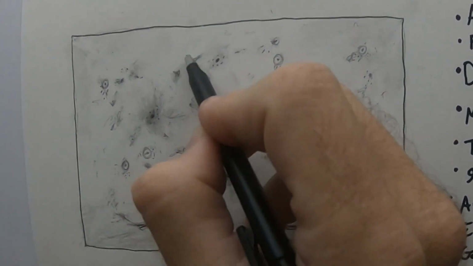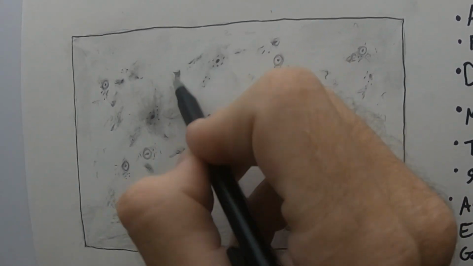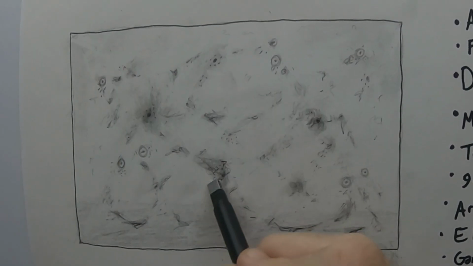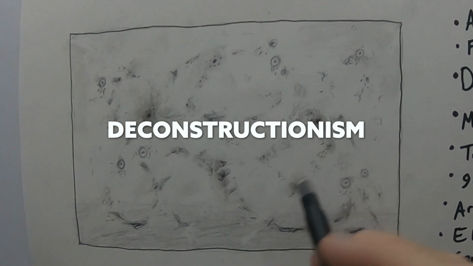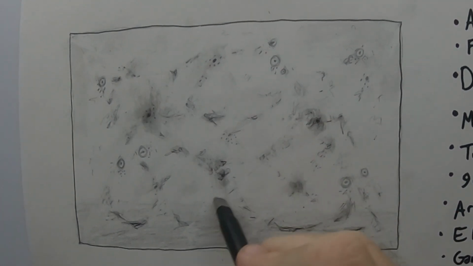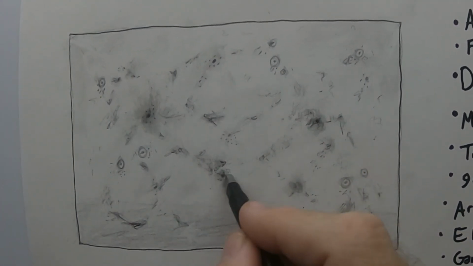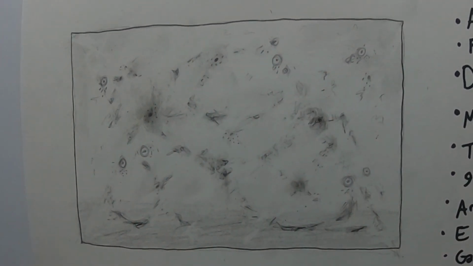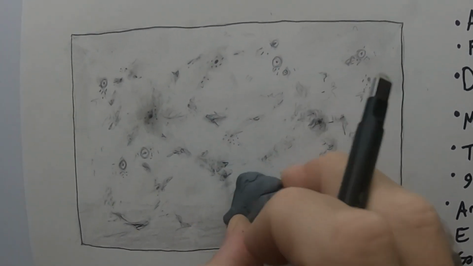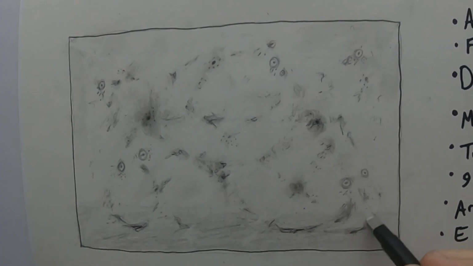This is obvious here, break apart that. This is breaking it apart. Deconstructionism, I guess you can call it. So right here I'm just not getting rid of it completely, I'm just lightening it up a little bit. You can do that with the kneaded eraser too. Just dab it out a little. This is obvious here.